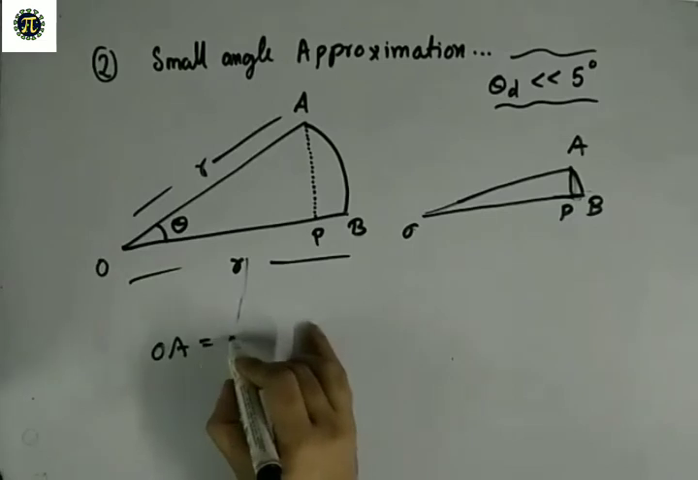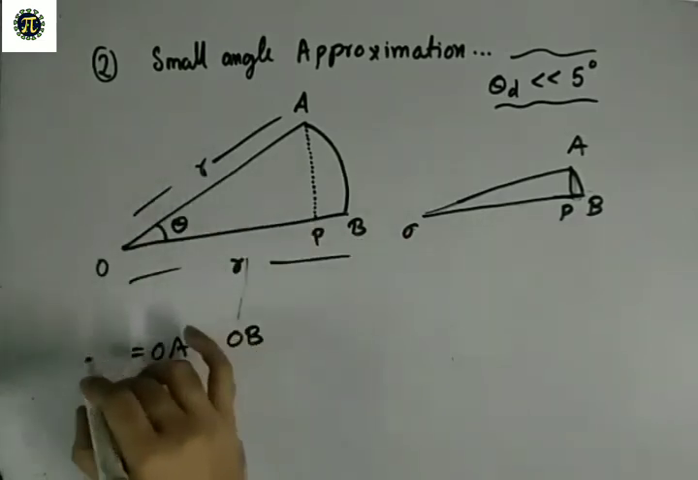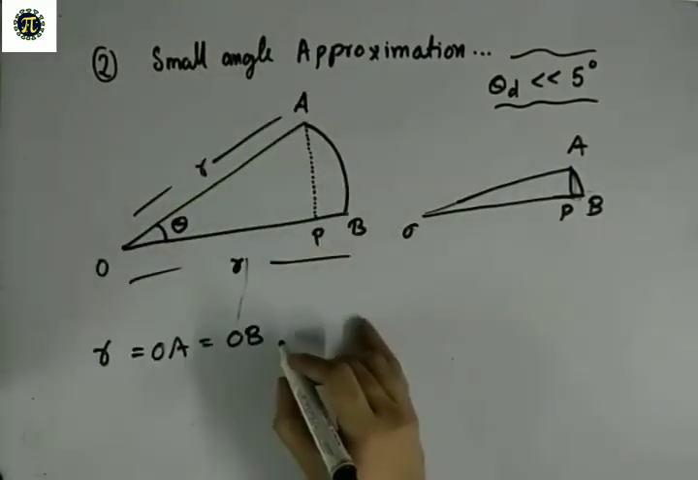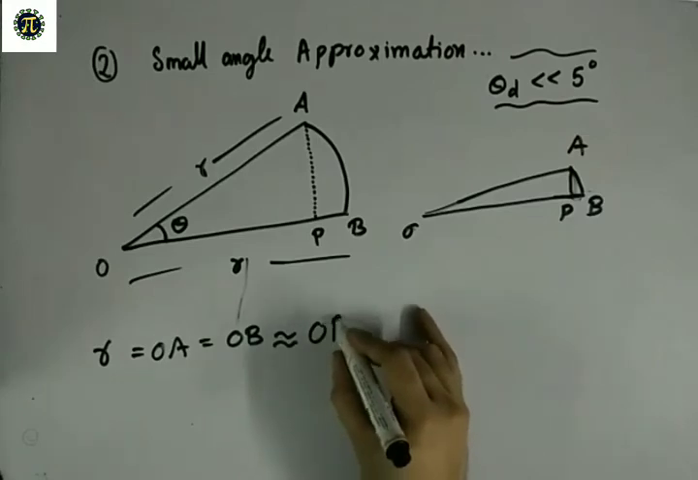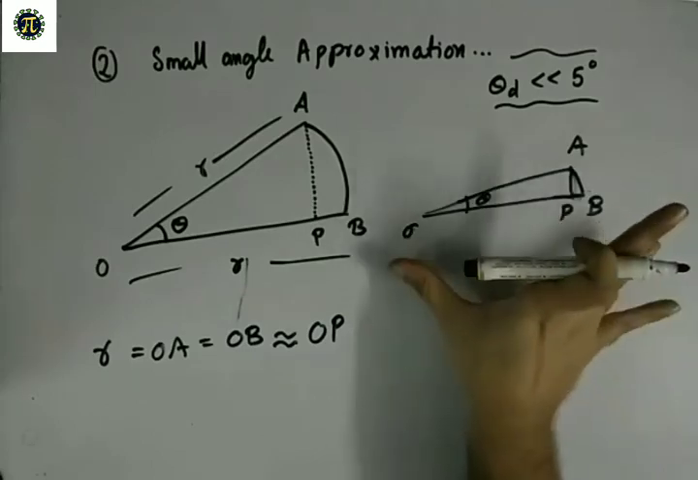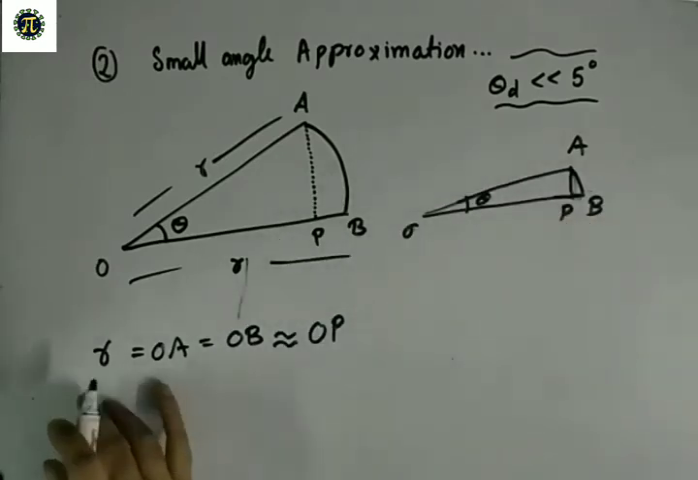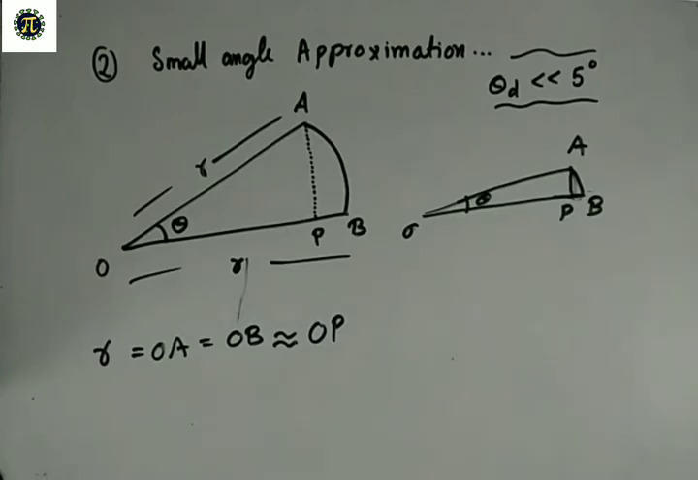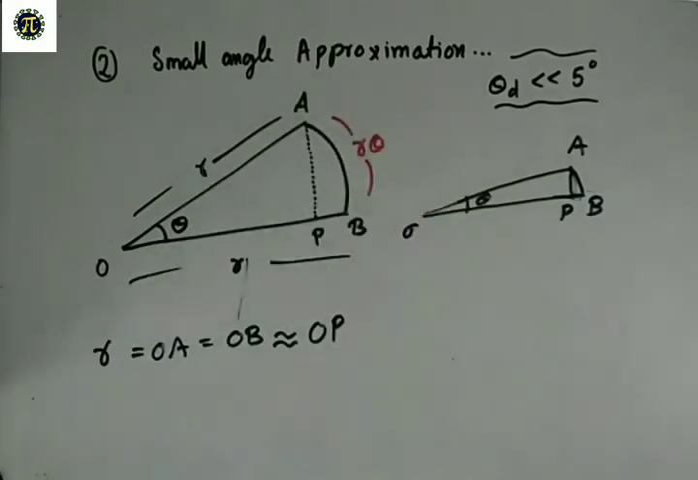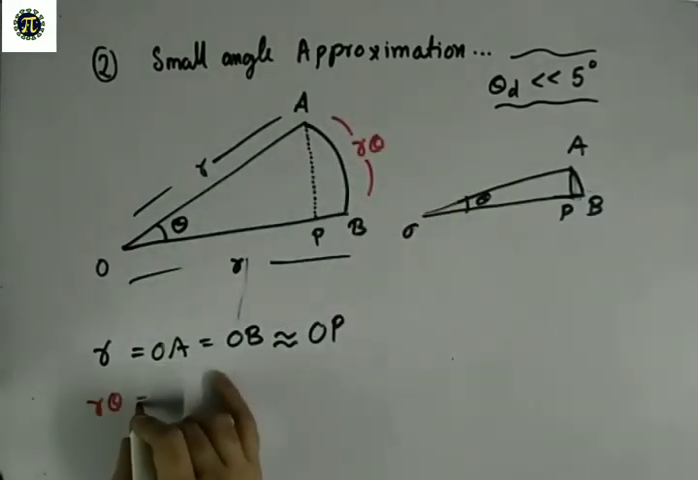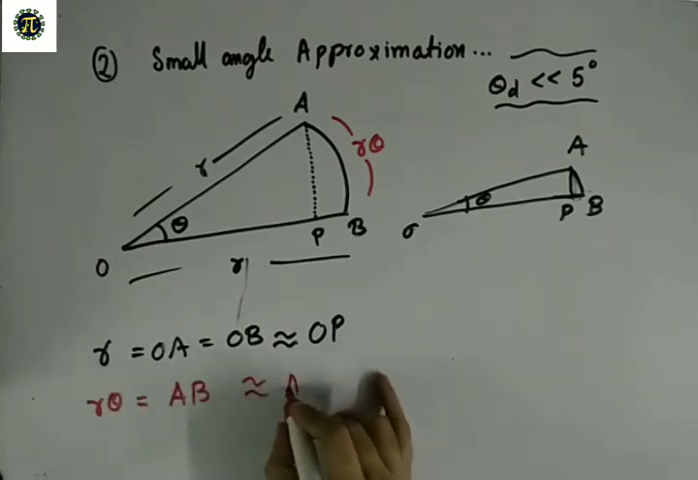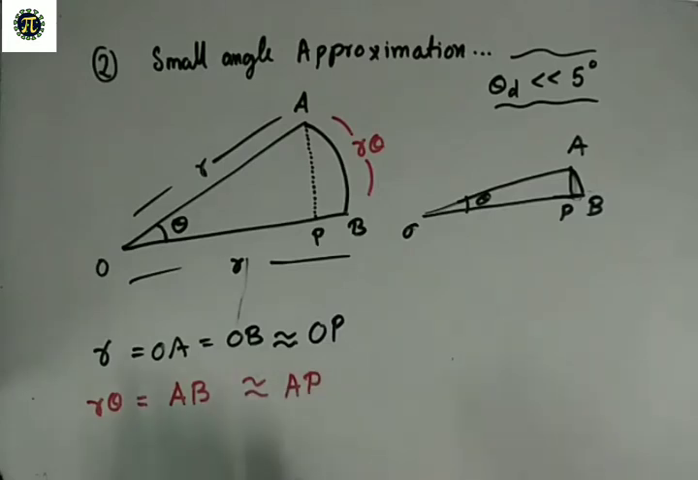Our OA is equal to OB, that we can see, and both of them are R because this is a sector of a circle. And this is approximately equal to OP. As you can see in this diagram, if the angle theta is very small, OP and OB are almost the same, right? And as we found, if the angle is in radians, the length of the arc of the sector is R theta. So R theta is AB, and it is also approximately equal to AP.